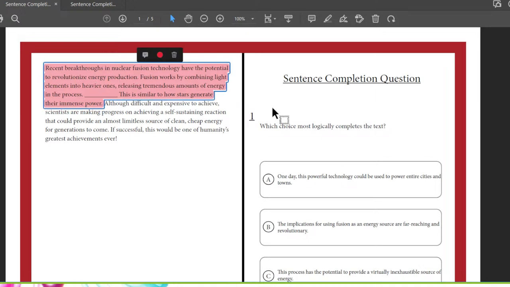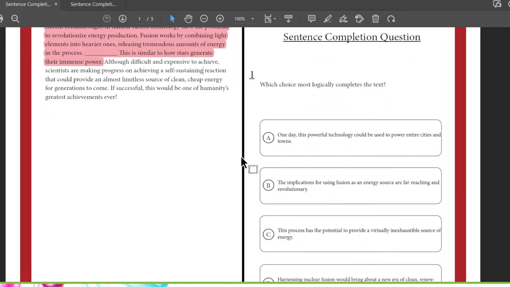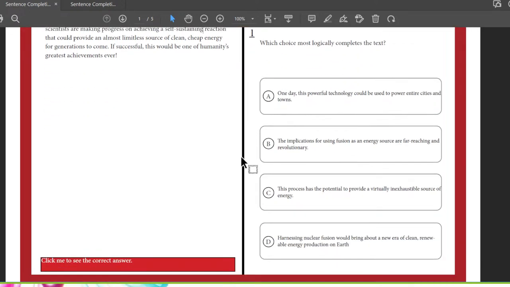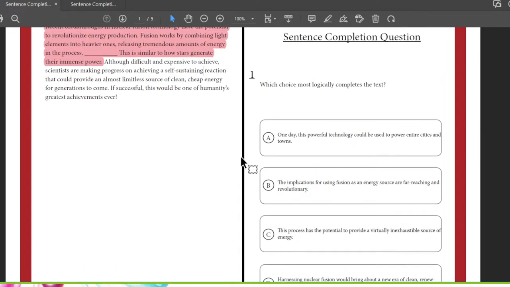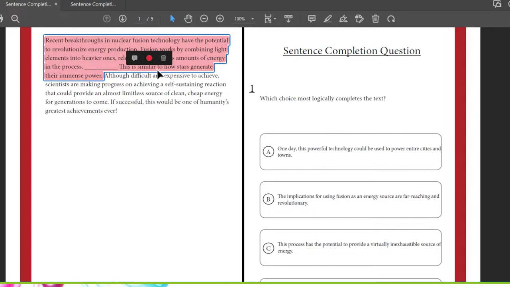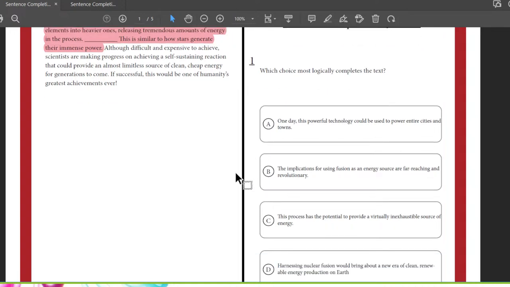Nuclear fusion technology could revolutionize energy. Now it's explaining how it works. Okay, combines elements, cool. Tremendous amounts of energy. And then it says, this is similar to how stars generate their immense power. Okay, so now let's take a look here at what I've got. One day this powerful technology could be used to power entire cities and towns. Again, the next sentence that comes after is, this is similar to how stars generate their immense power, an explanation. I need something that fits in between those two things.